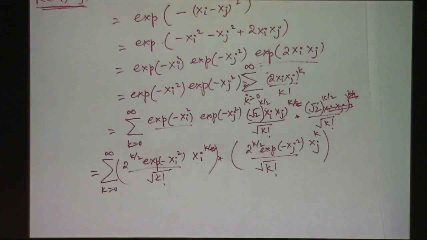That is why RBF kernels are very powerful, because what they're doing is mapping data into such a large space that it's very likely that you would be able to draw a line there.